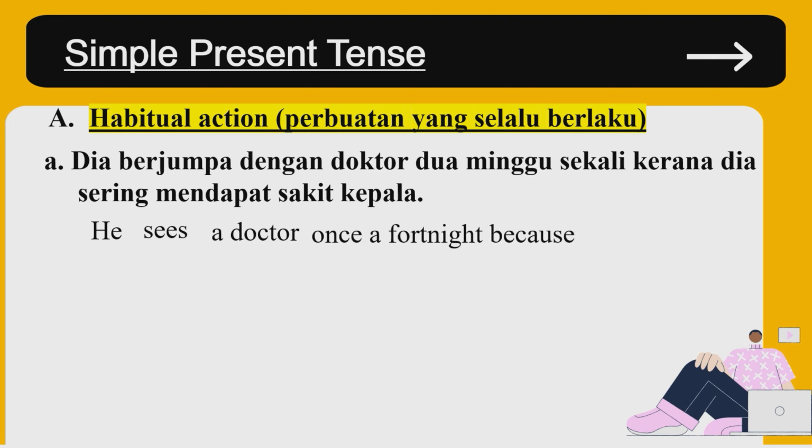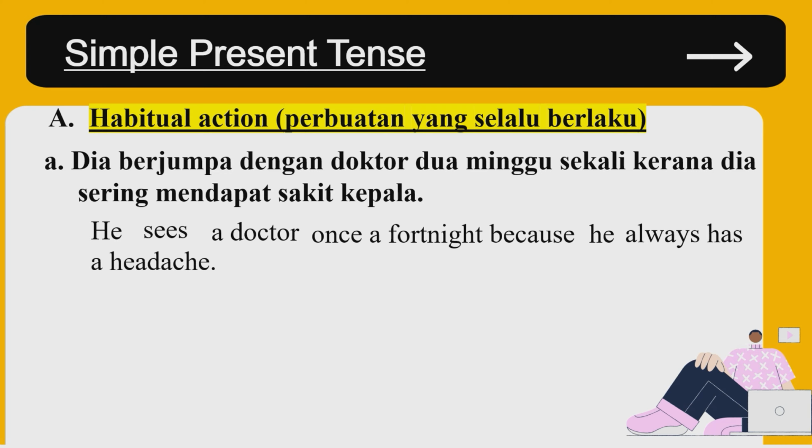The time once a fortnight. Why? Because the subject is again "he", and the verb is now "always has". So we use the word "always", which means selalu. Always, and then only you have your verb. So the word always, usually, often is between the subject and the verb. So, he always has a headache.